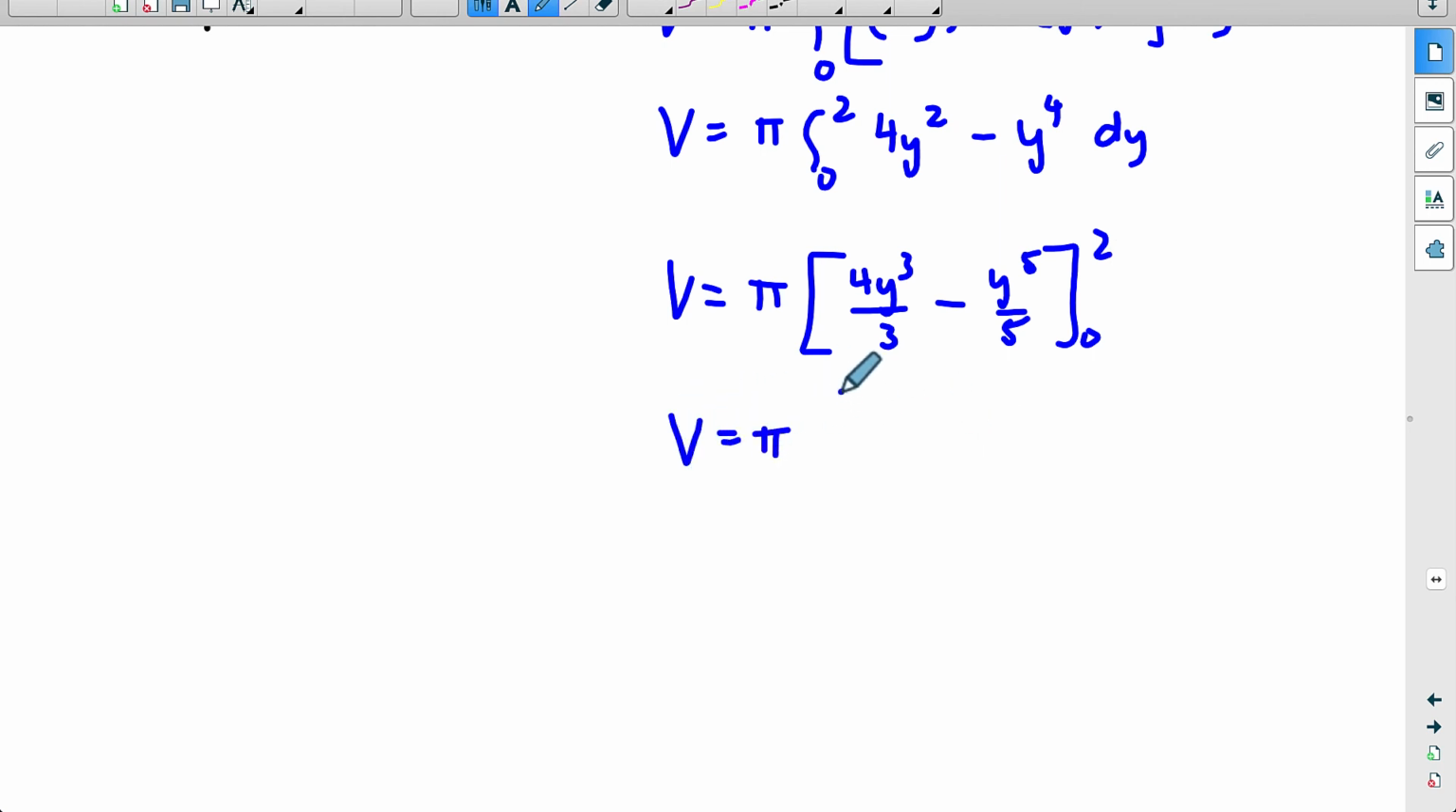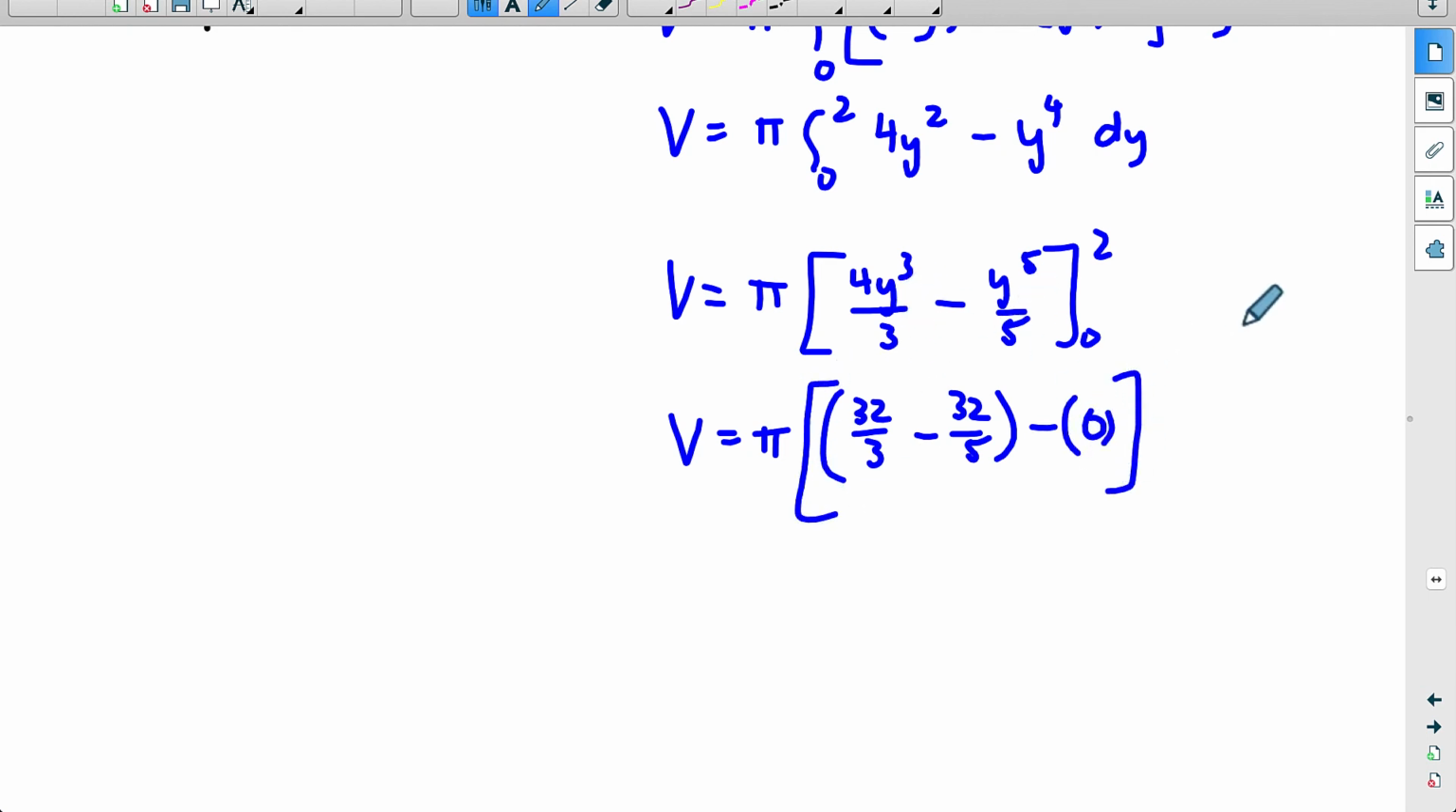So pi, plug 2 in there. 2 cubed is 8 times 4 is 32 over 3, minus 2 to the 5th is 32 over 5. And then minus, you plug 0 in here or here, it doesn't matter. You're getting 0. It's going to happen often, but of course not always.